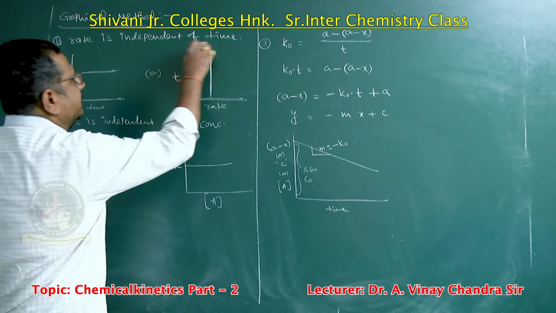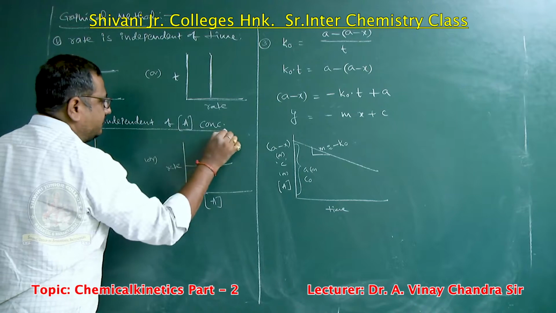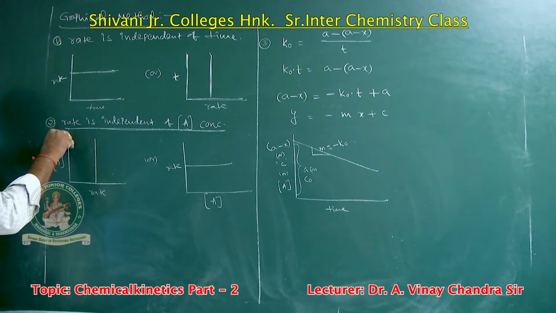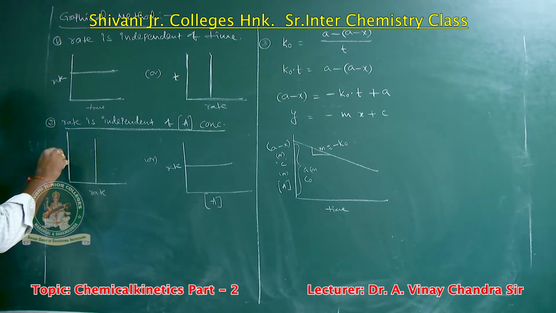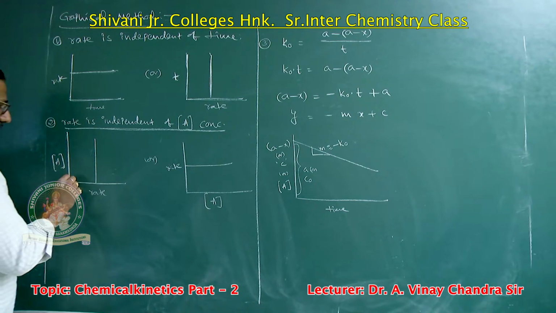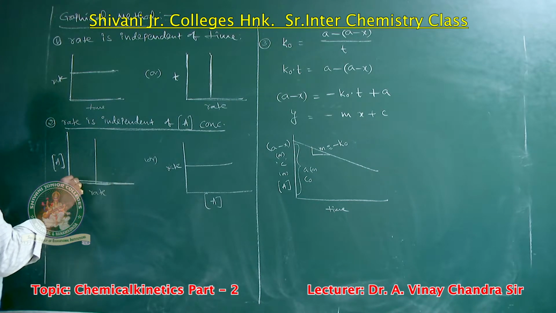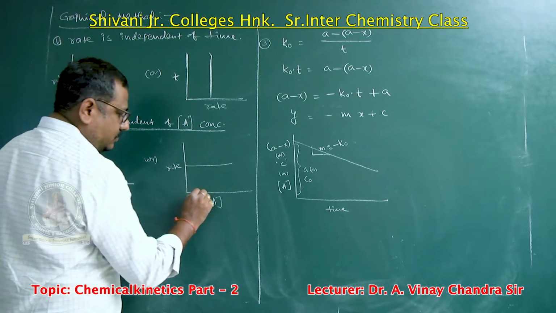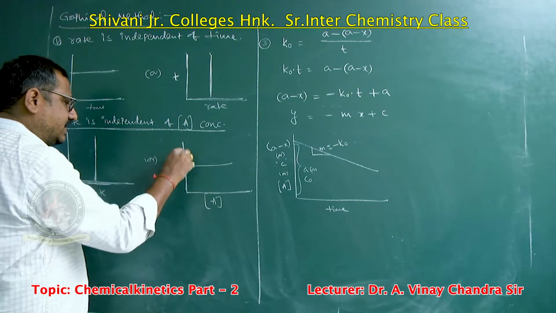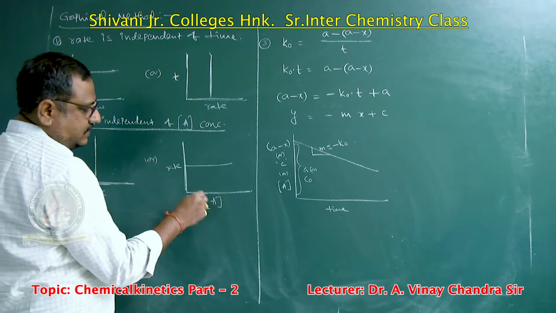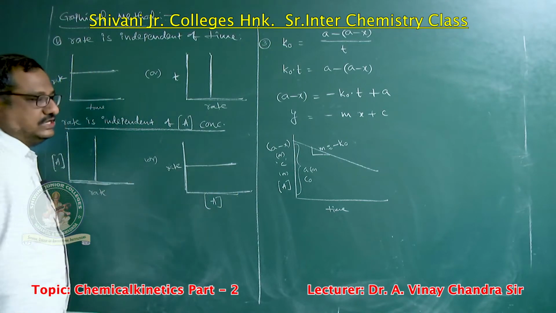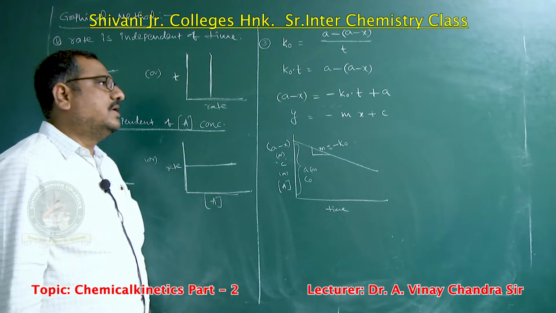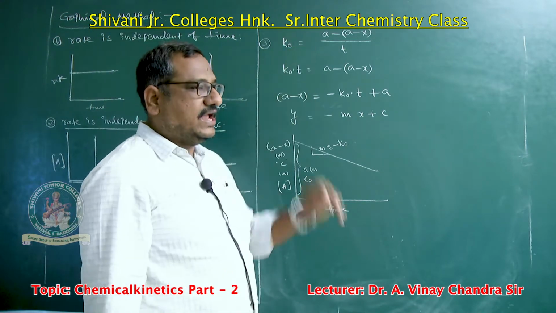Here the rate is independent of time, and also independent of the concentration of the reactant, that is the initial concentration of the reactant. In this condition, we take the reactant concentration A on the y-axis and the rate on the x-axis. It is an independent factor, so we get a straight line. Or vice versa, rate on the y-axis and concentration on the x-axis. This is the second type of representation for a zero order reaction, for the reactant condition.